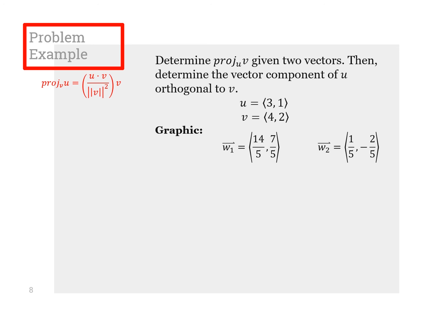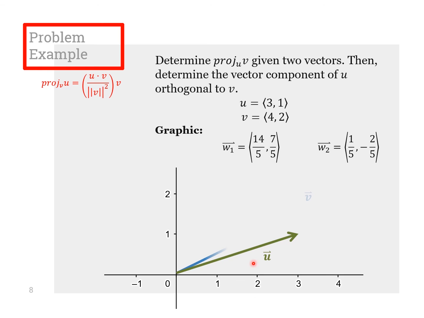Let's take a look at the graph of this. We are projecting the green vector onto the blue vector. The projection of u onto v would be here. The orthogonal component, or vector w sub 2, would be here. And we can see that w sub 1 plus w sub 2 is going to equal vector u. So here's a nice illustration of what we just found. The projection highlighted in yellow and the orthogonal component in purple.